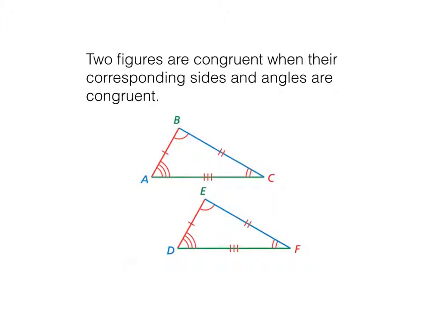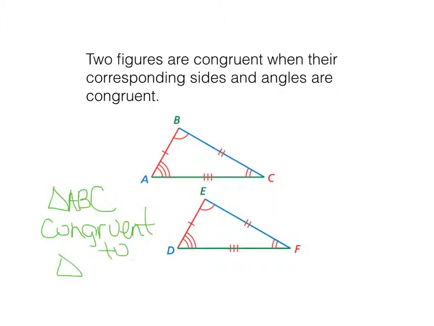Since they have all congruent sides and all congruent angles, I would be able to say that triangle ABC is congruent to triangle DEF. Just copy this statement here into your notes and push play to move on.